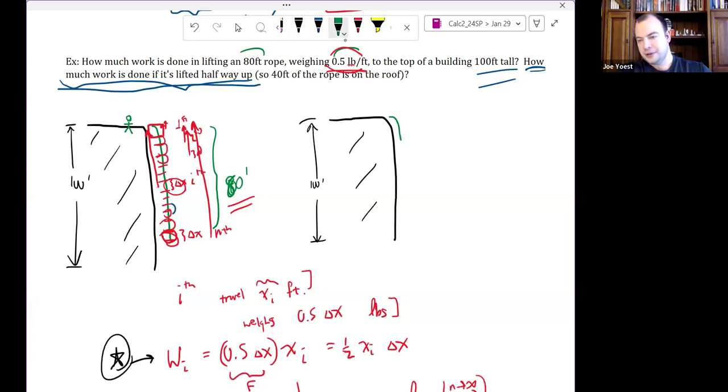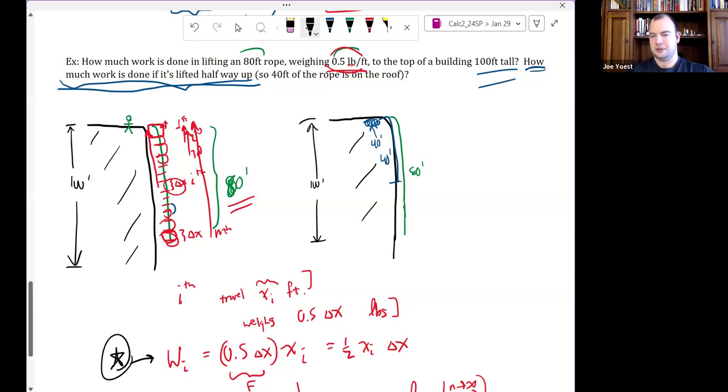So what if I have my rope, let me actually draw that a little bit closer, 80 feet, and I want to lift it up so that I end up with 40 feet of the rope coiled up on top of the building, and then 40 feet hanging over the side. I guess that doesn't really look like a 2-to-1 ratio, maybe something more like that. So this is the idea. I want to pull the rope up and keep pulling it up until I have 40 feet on top of the roof, and then I'll stop there and measure how much work I've done.